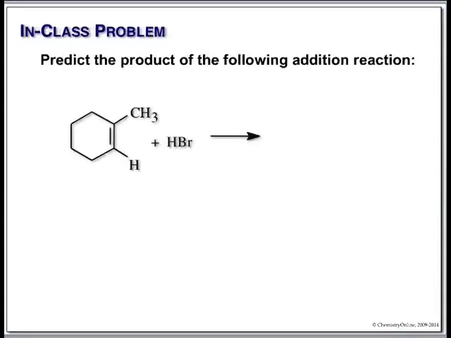All right, let's look at this. Very quickly, predict the initially formed carbocation. Actually, why don't you draw both of them? Choose the one that's going to be formed, and then draw the final product.